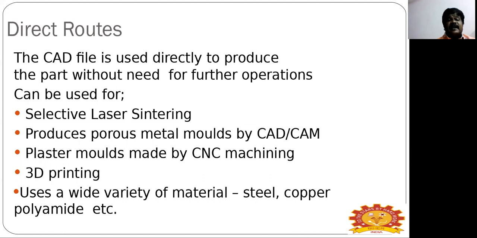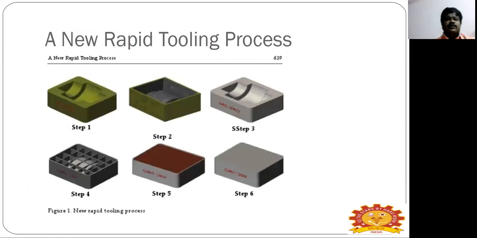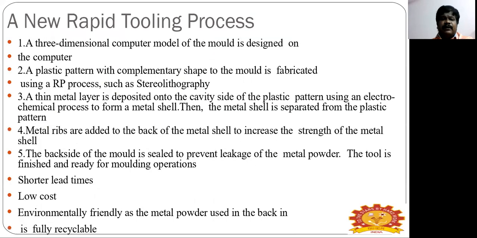Then come the direct routes. In direct routes, from the CAD file we can directly produce the part without further operation. We can use selective laser sintering. We can produce porous metal molds by CAD/CAM, plaster molds by CNC machining, and 3D printing for a wide variety of materials: steel, copper, polyamide, etc. So the new rapid tooling process, you can see step 1, step 2, step 3, step 4, step 5 and step 6. That is the new rapid tooling process.